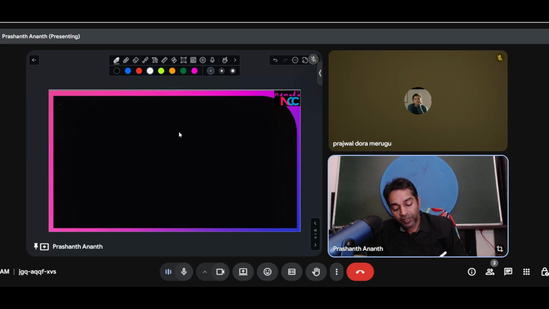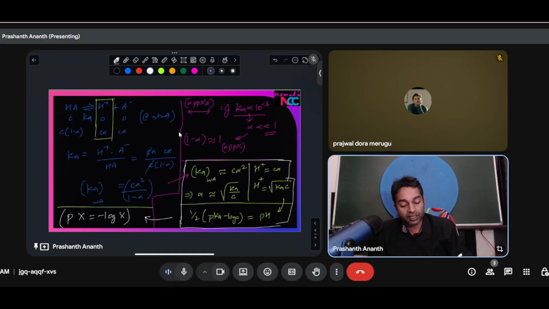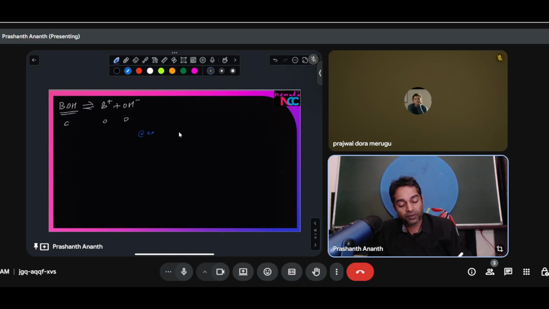When it comes to a weak base, the same type of expression happens over here. B plus and OH minus, all are aqueous. So starting is C, 0, 0. At equilibrium, this C alpha thing is at equilibrium, by the way. Sorry, I should have mentioned that earlier. So at equilibrium, what are we going to be having over here? We are going to be having C into 1 minus alpha, C alpha, C alpha.